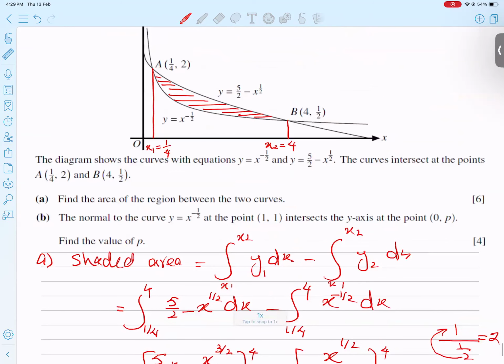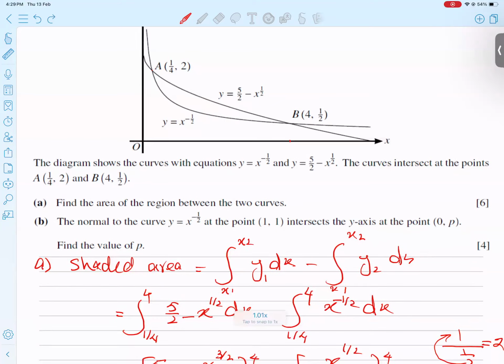6 marks done. Let's talk about the next 4 parts, 4 marks. Normal to the curve. We talk about the lower curve. So now I'm erasing all this and I'm going to show you the next level. Okay, so the next level: he's saying normal to the lower curve, but at which point? 1, 1. So 1, 1, and it intersects the y-axis at 0, p.